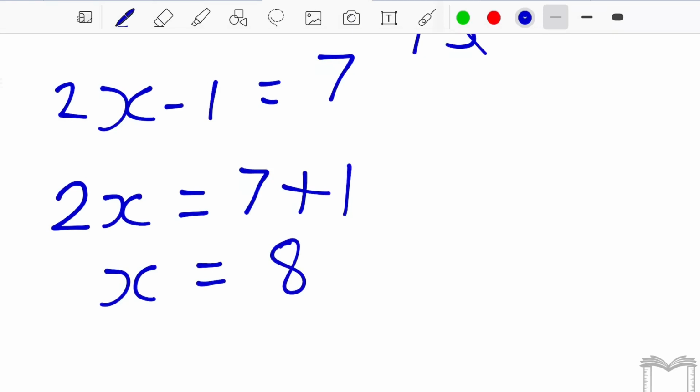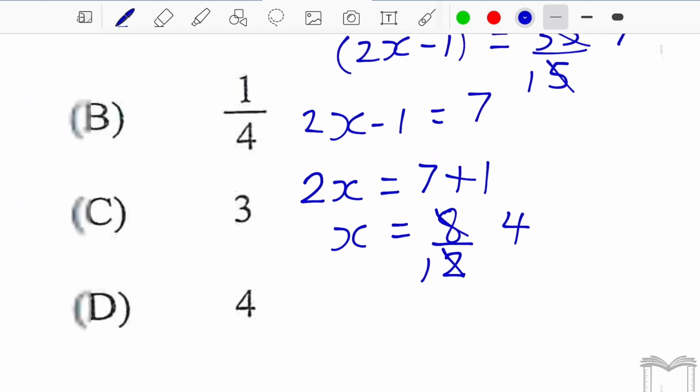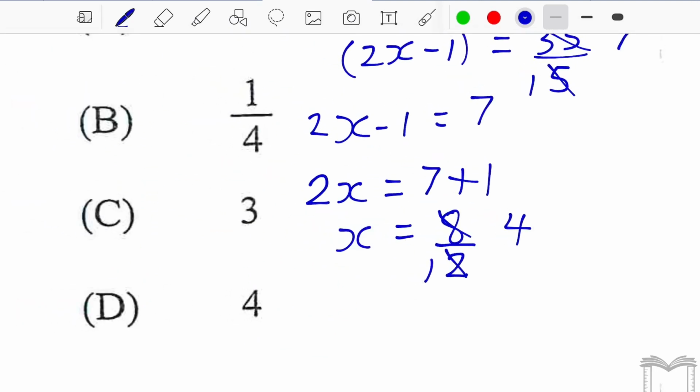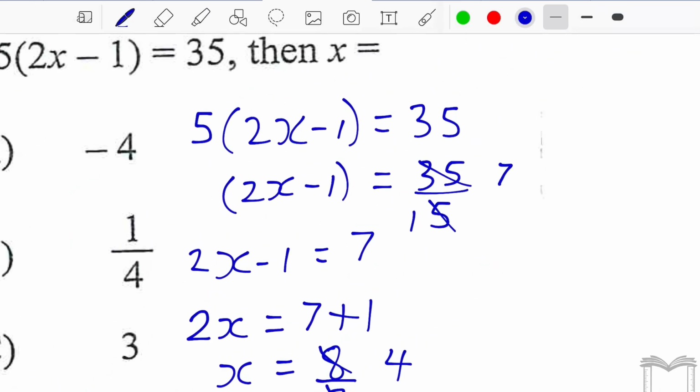If we carry across the 2, this is 2 times x on the left, so when we carry it across the equal sign, it becomes divided by 2. 2 into 8 is 4. x is equal to 4. This is D. So I will show you all another way of working this.